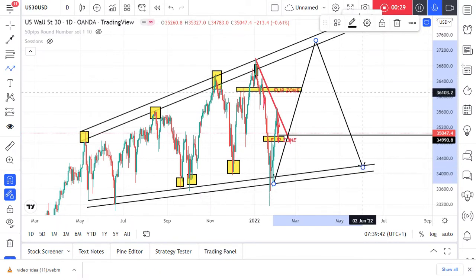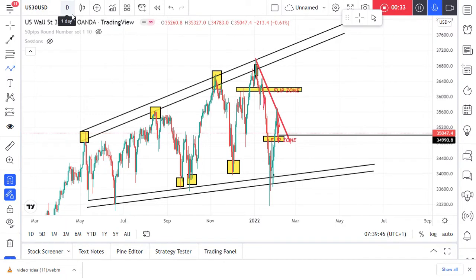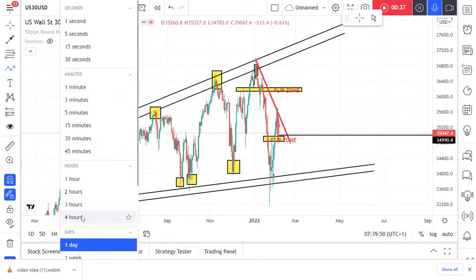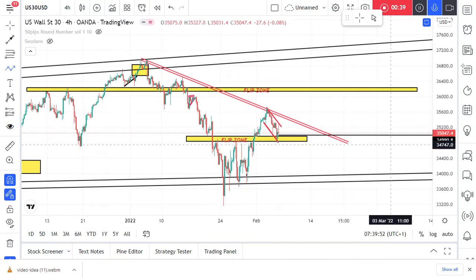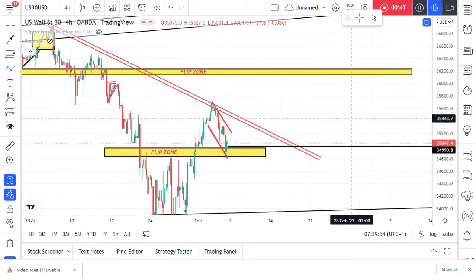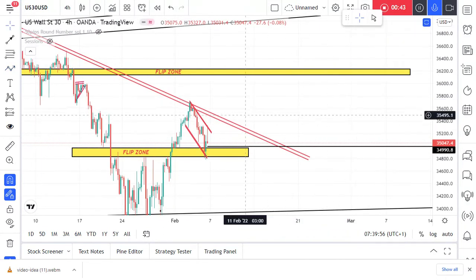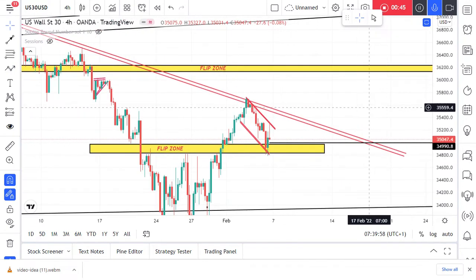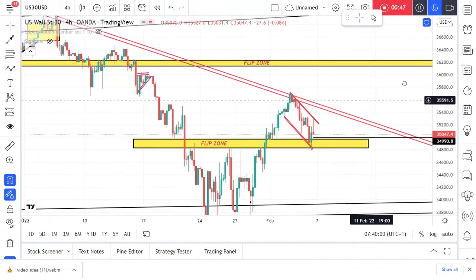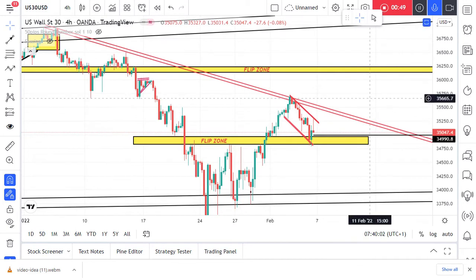So this is actually what we have on the daily time frame. Let us go down to the 4 hours time frame to see clearly what we have on US30 for this week. On the 4 hours time frame, we have one of my most favorable patterns to trade.